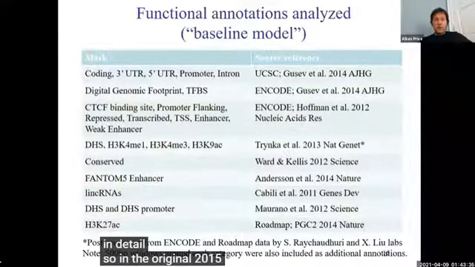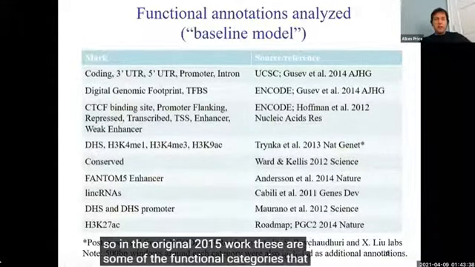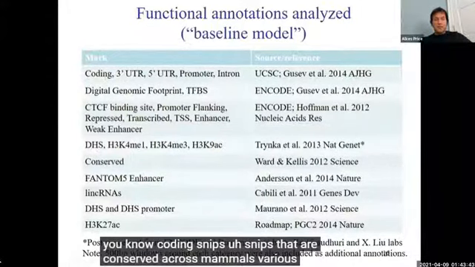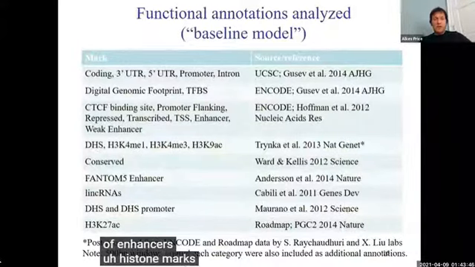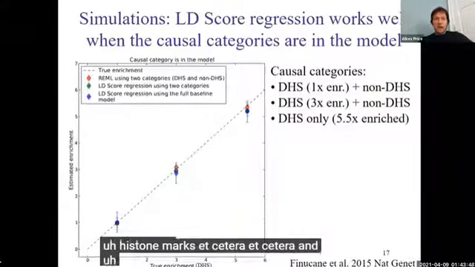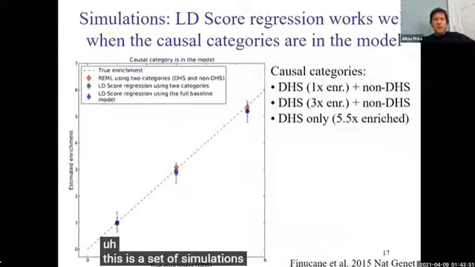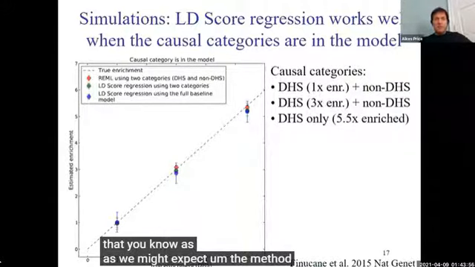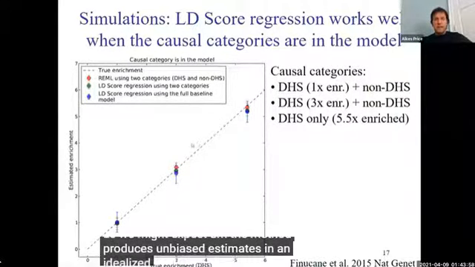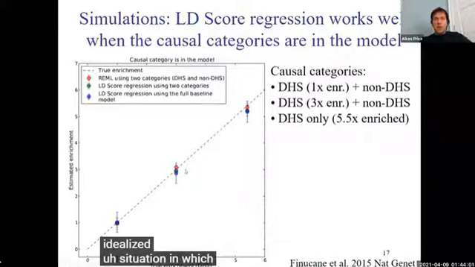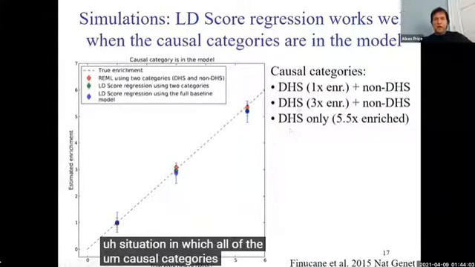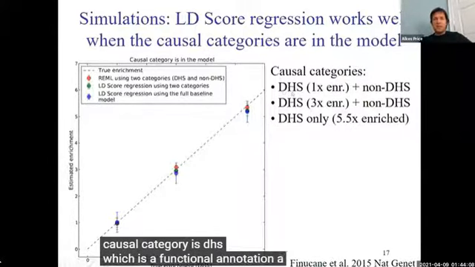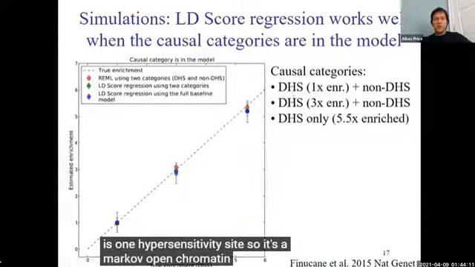In the original 2015 work, these are some of the functional categories that we looked at: coding SNPs, SNPs that are conserved across mammals, various flavors of enhancers, histone marks, et cetera. And this is a set of simulations showing that, as we might expect, the method produces unbiased estimates in an idealized situation in which all of the causal categories are in the model. In this case, the causal category is DHS, a DNase 1 hypersensitivity site, which is a marker of open chromatin.